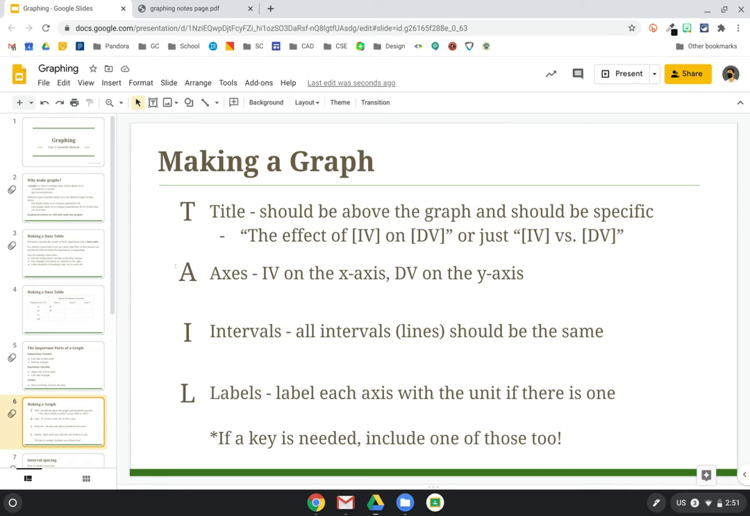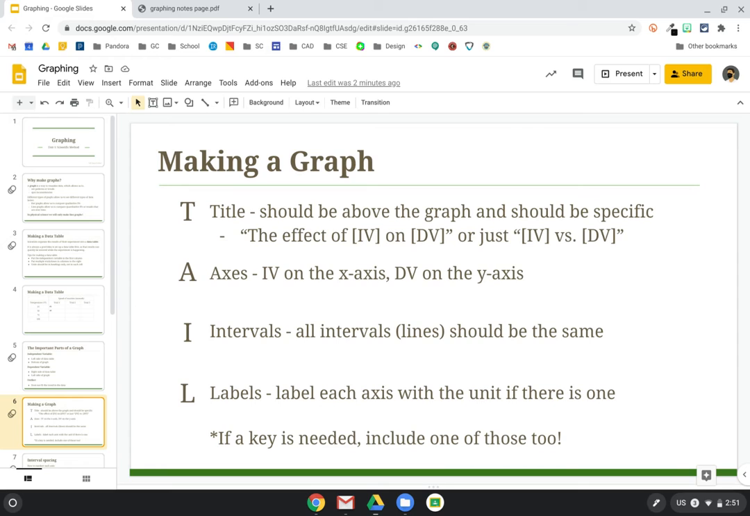Next, we want to make sure that we're putting the right variables on each axis. So we're making sure that we put one on the bottom or the x-axis and one on the side or the y-axis. After we decide where the data is going to go on the axes, then we need to make sure that the intervals are measured out in a way that will help us to visualize all the data. So we want to make sure that each interval, or the spacing between the lines on the graph, is the same. It doesn't change size.